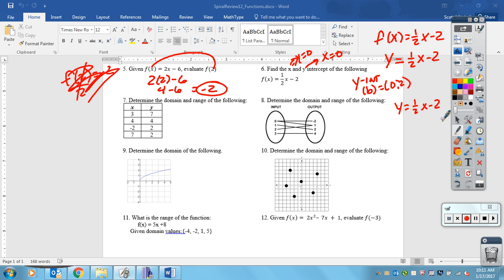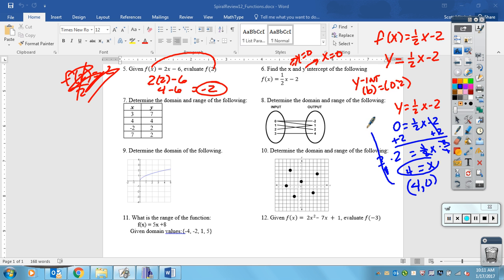On the other hand, the x-intercept is a little more difficult. The x-intercept means that y is 0. 0 equals 1 half x minus 2. Add 2 to solve. 1 half x equals 2. Multiply by the reciprocal, which is times 2 over 1. X equals 4. So 4 comma 0 is my x-intercept, and 0 comma negative 2 is my y-intercept.